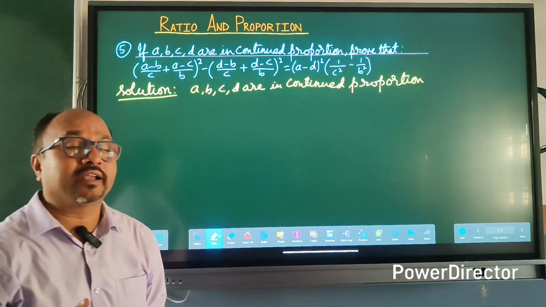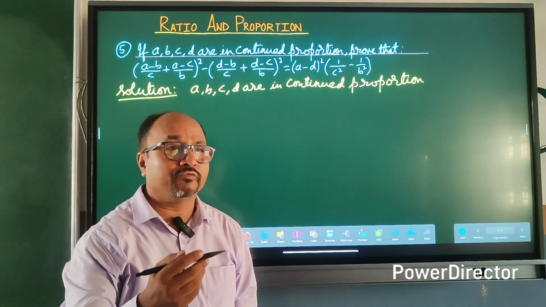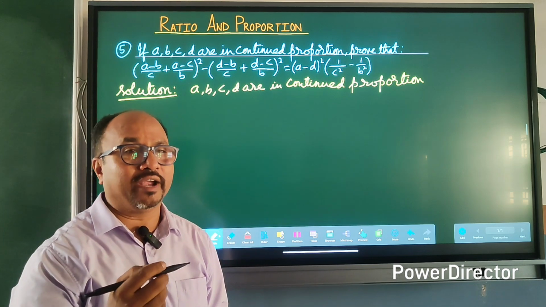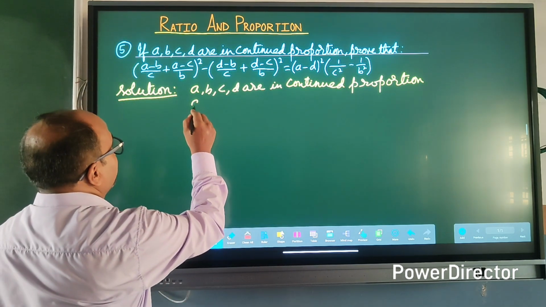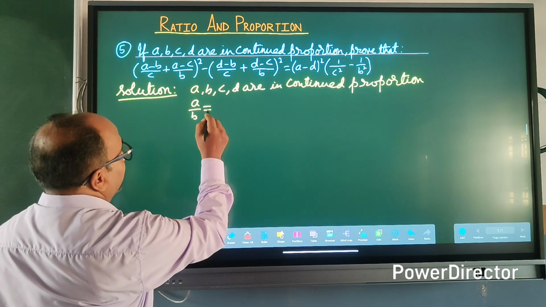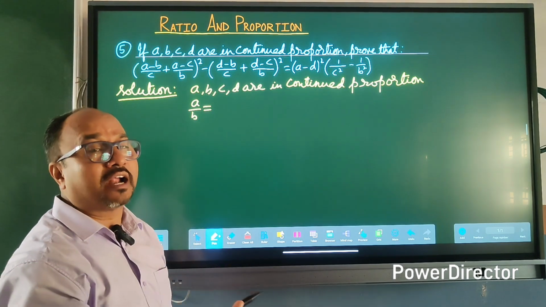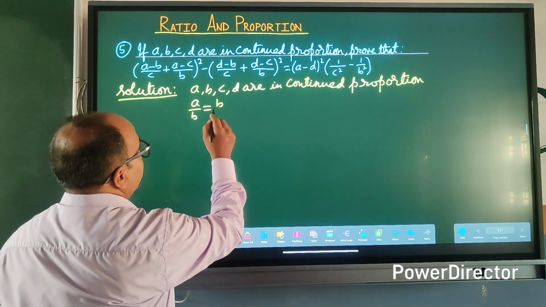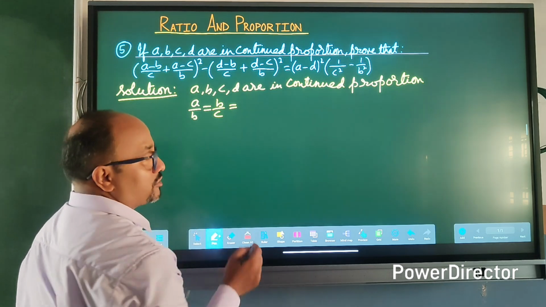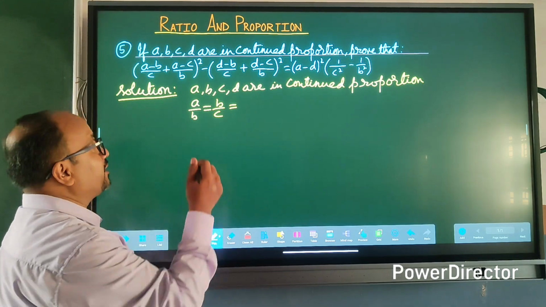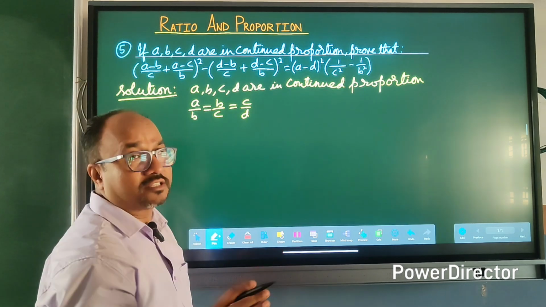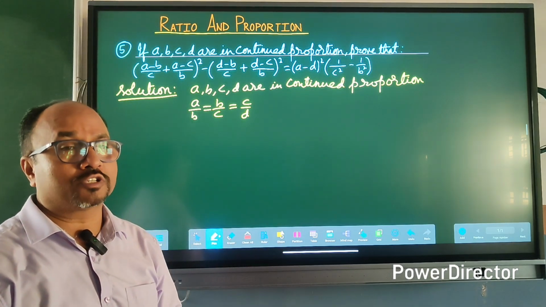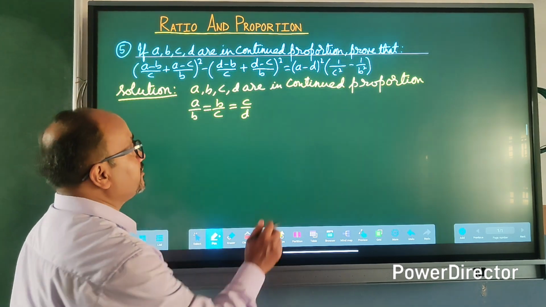So remember, in continued proportion, with which part of the ratio you end, the next ratio starts with that same part. So A by B, then now equal to, the next part will start with B. B by C equals to, now the last part of the ratio will start with the C. C by D. This is what means continued proportion. Now we will relate this in this way.